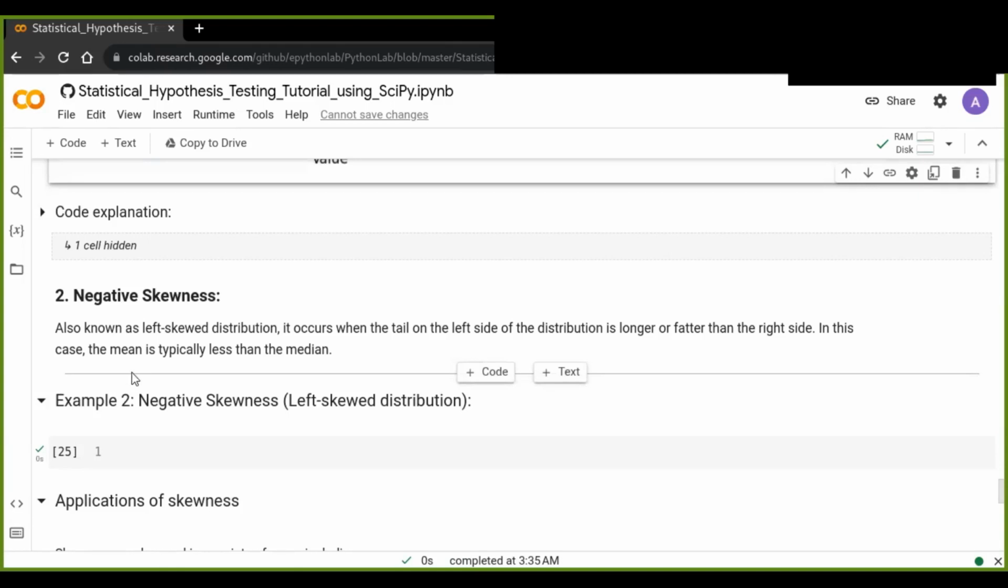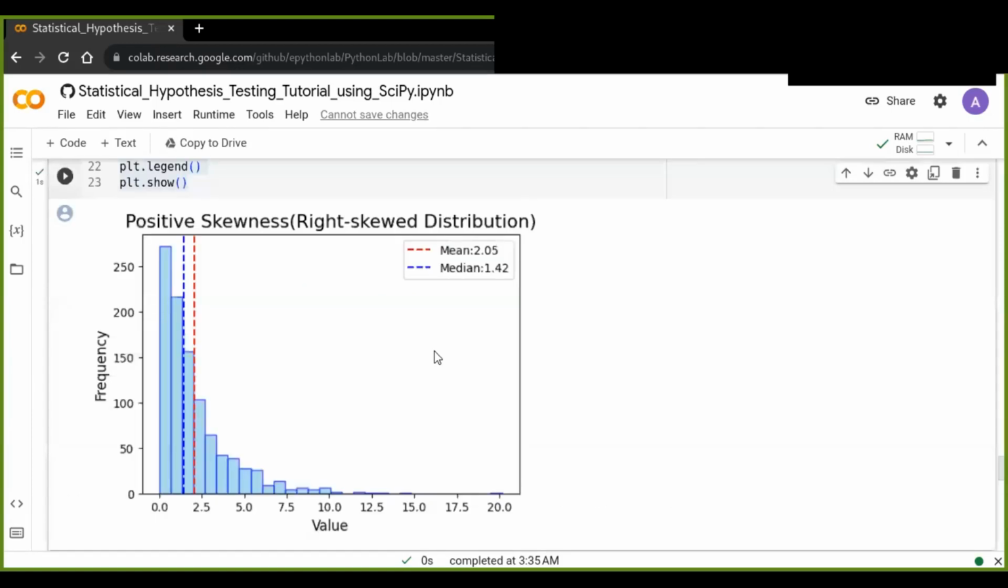The negative skewness, also known as a left-skewed distribution, occurs when the tail on the left side of the distribution is longer or fatter than the right side. It is the opposite of positive skewness or right skewness, because in positive skewness, the tail on the right side of the data is longer than the left side. We divide the data into two according to the mean of the data, and we can understand on which side the data is distributed. Okay.